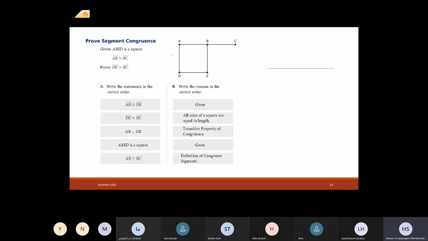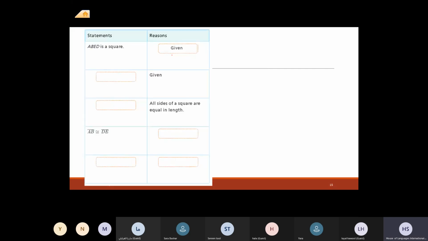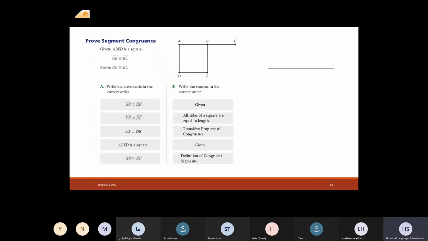You need to make two columns. One is for the statements and the second for the reasons. And we need now to order the statements and write the reasons that go with them. Let's see here. Let's go back here.